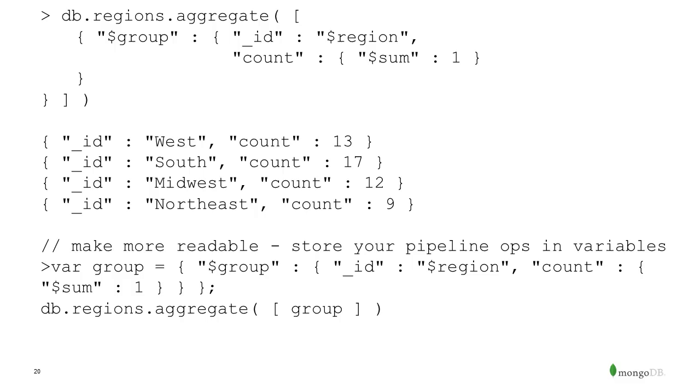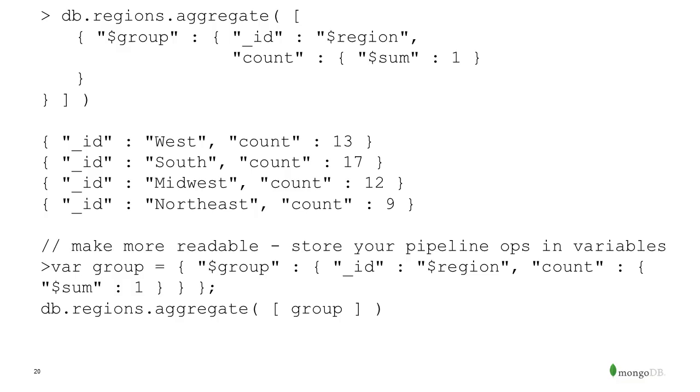So the _ID for $group always needs to be there. And then this should point to either a key, or the _ID can actually be a document with multiple keys that you want to group on. So $sign refers to the key on the incoming set of documents.